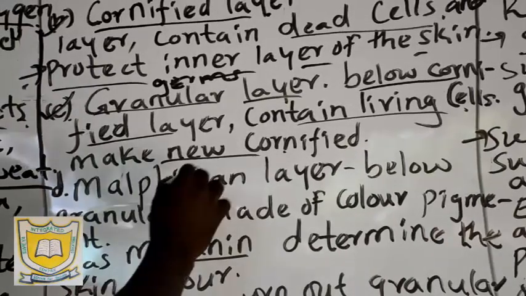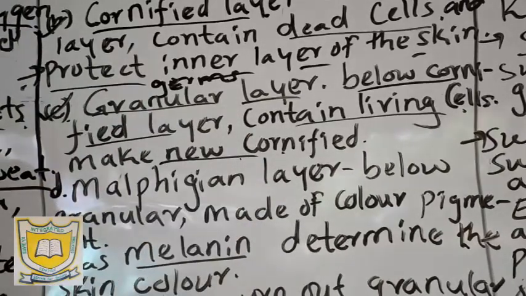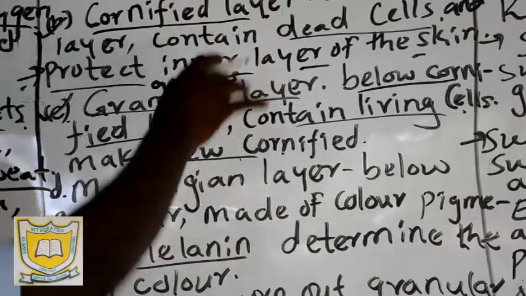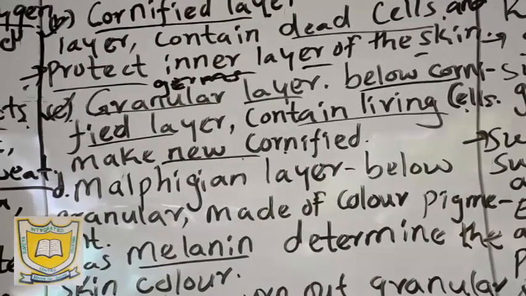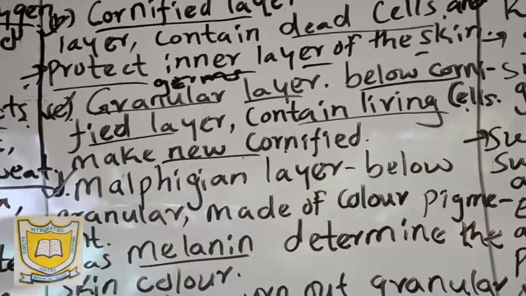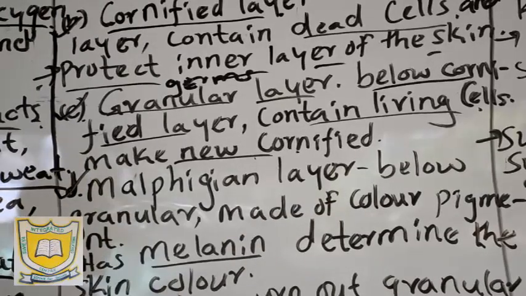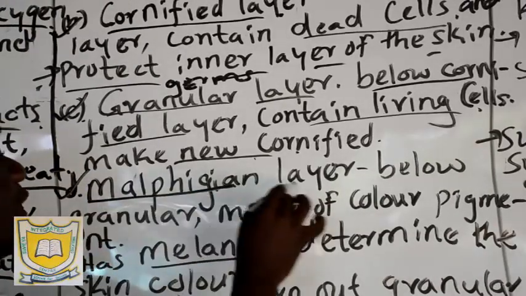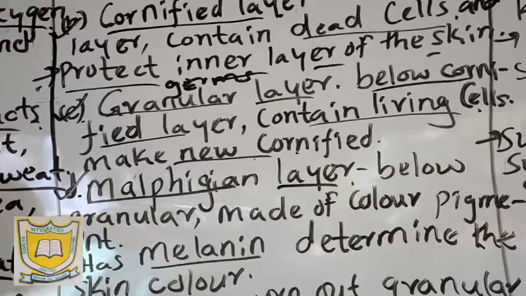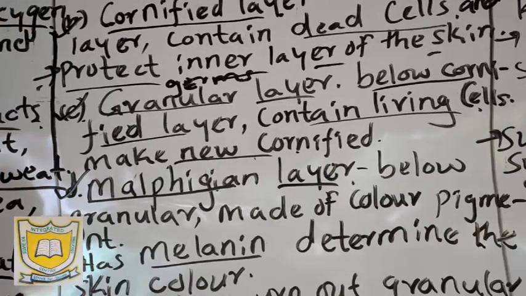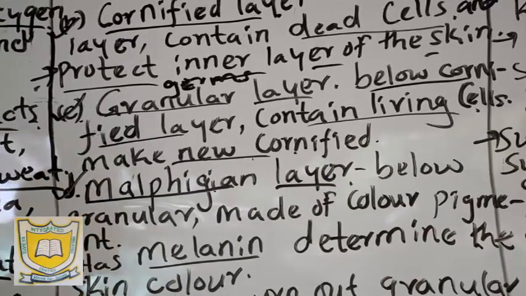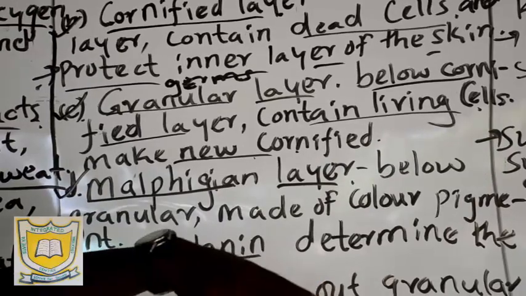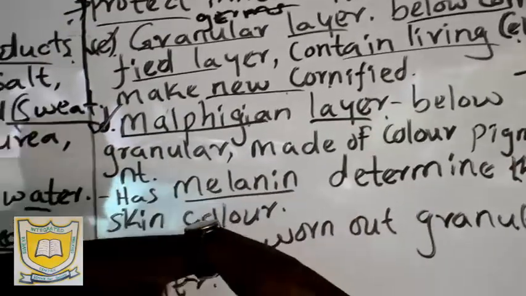This is the presence of the granular layer, which replaces the cornified layer that was removed from the skin. Now the third layer, we talk about the melanin-producing layer. This layer is below the granular layer. We started with the cornified layer, the granular layer, and now we move to the last layer.